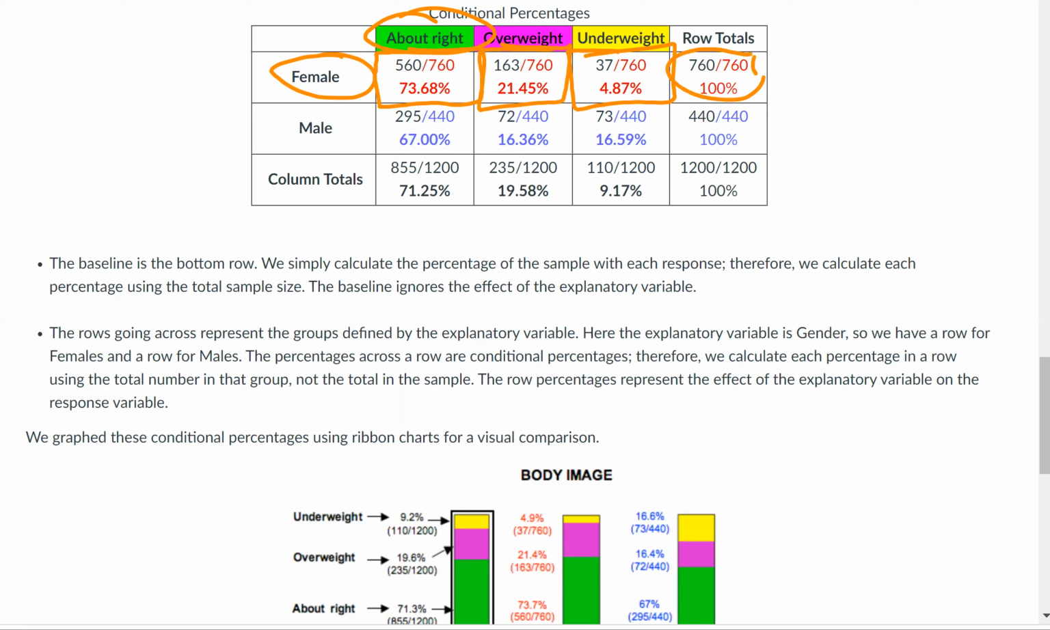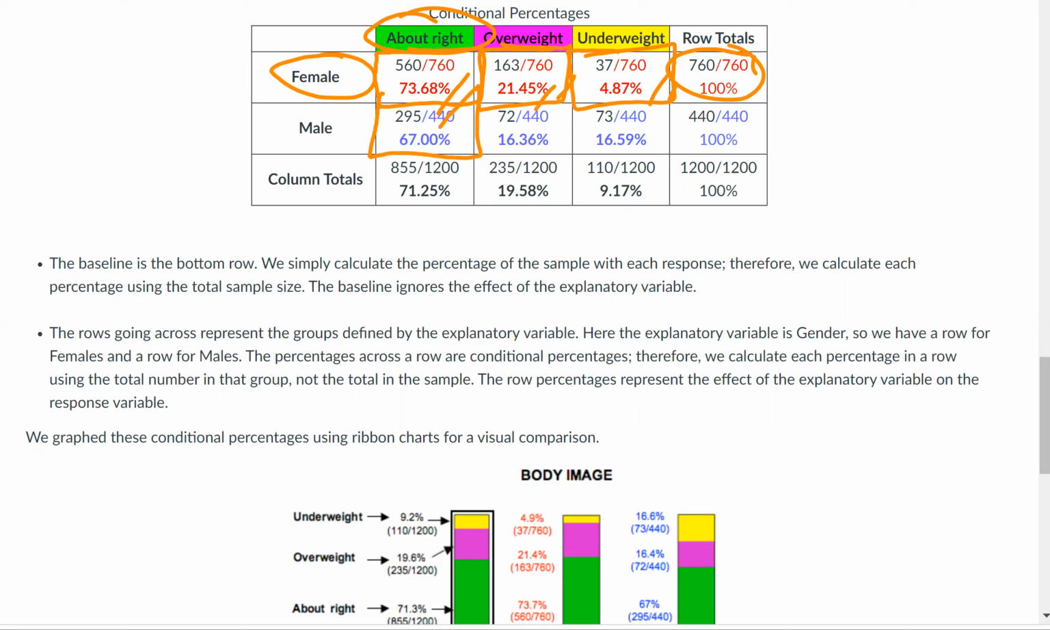And of course, those percentages should pretty much add up to 100% or close to it, because these percentages were probably rounded. So maybe it won't add up to exactly 100, but if it's close, it's 99 point something or 100 point something. And then the same thing for the males. We have percentages.